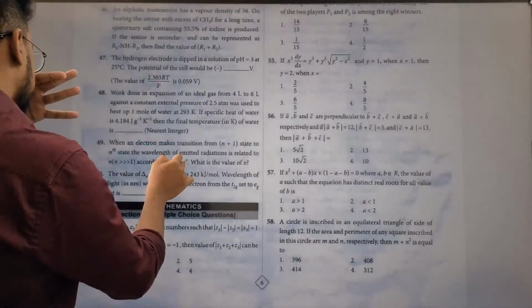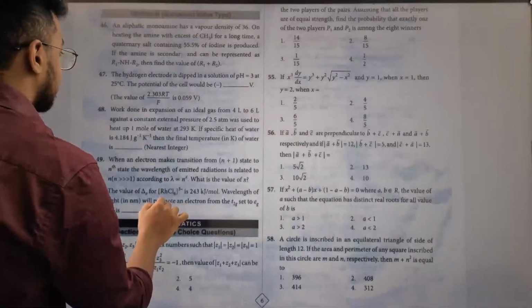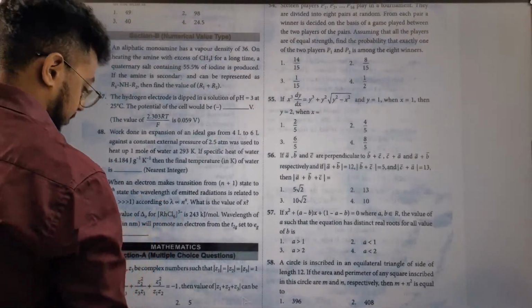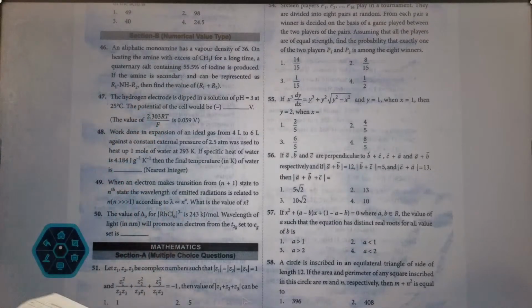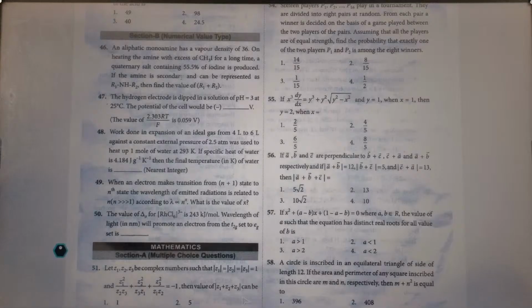So numerical question. We'll do the 47th question. What is the 47th question? A hydrogen electrode is dipped in a solution of pH equal to 3 at 25 degrees Celsius. The potential of the cell would be dash volt. Again, a simple question.